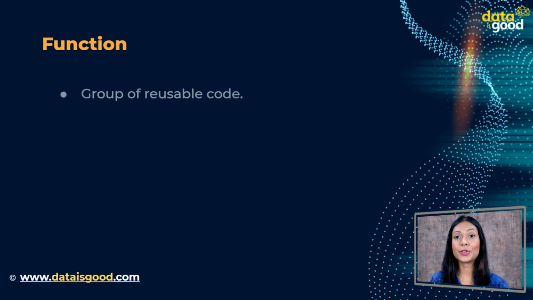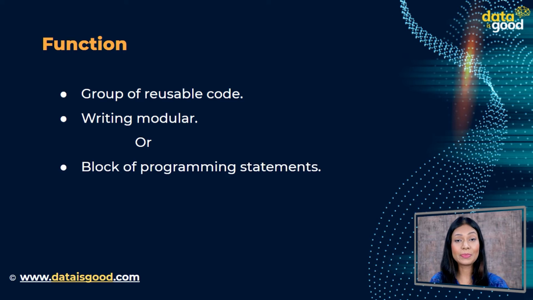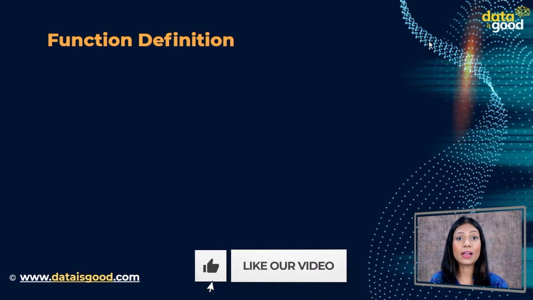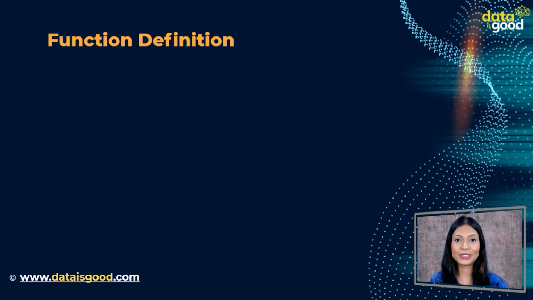A function is a group of reusable code which can be called anywhere in your program. This eliminates the need of writing the same code again and again. It helps programmers in writing modular or block of programming statements at a time. Functions allow a programmer to divide a big program into a number of small and manageable functions.